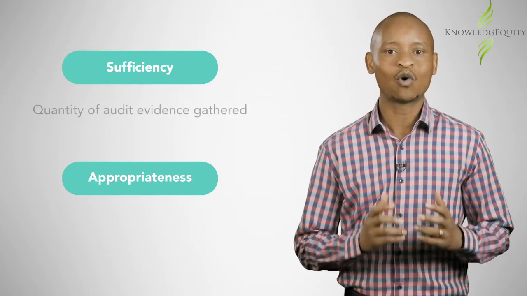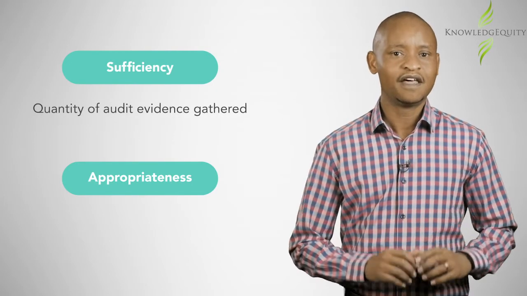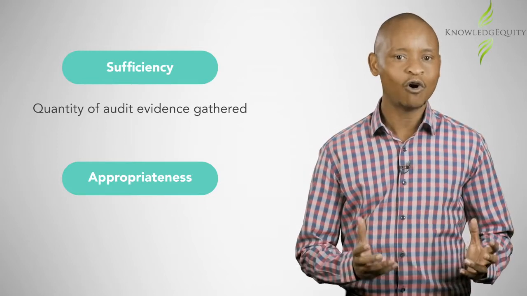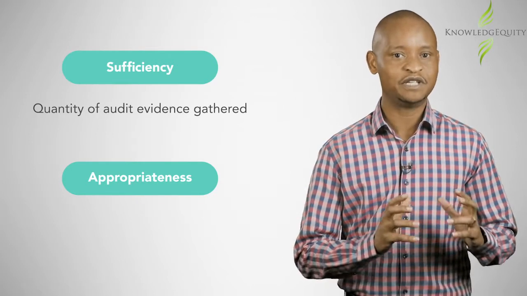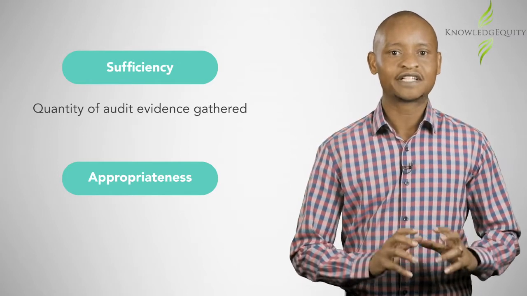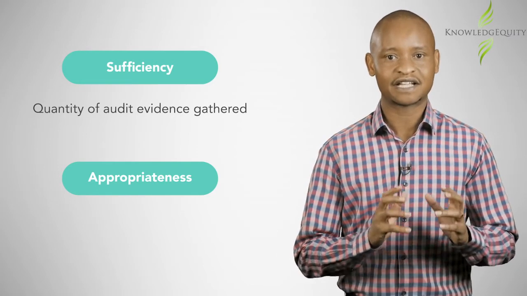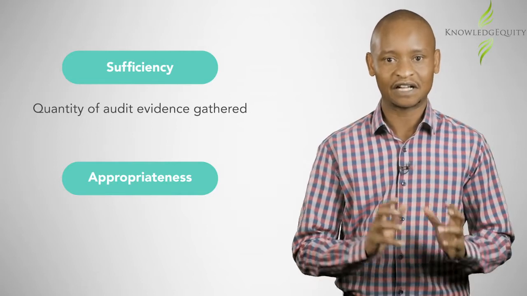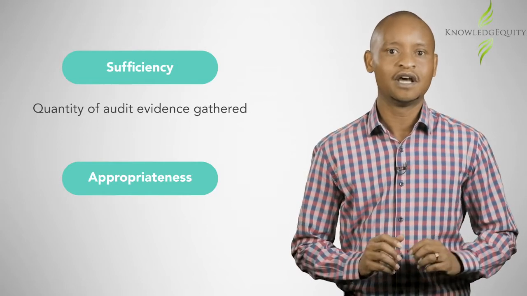Sufficiency refers to the quantity of audit evidence gathered. The auditor will generally collect more audit evidence if the risk of material misstatement is higher. As an example, the auditor will aim to collect a lot more evidence if a client has a history of significant errors than if a client has no such history.